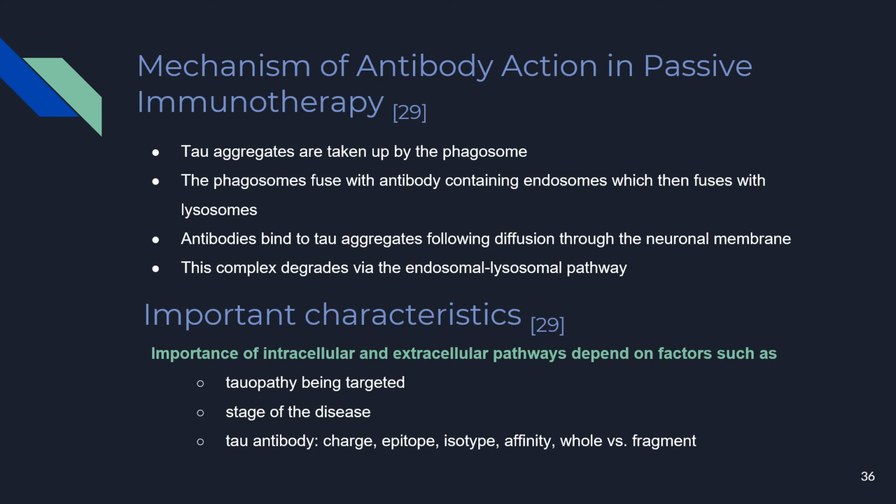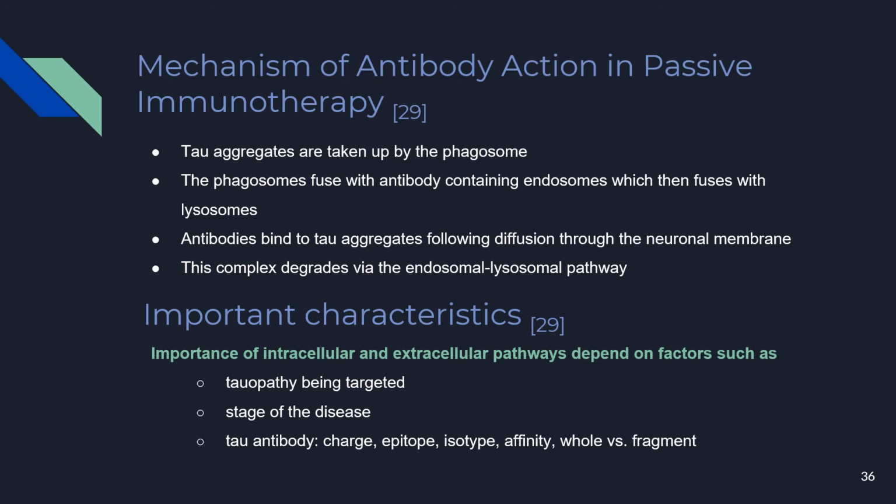The first step in the mechanism of antibody action in passive immunotherapy is the uptake of Tau aggregates by the phagosome, which indirectly activates the uptake of antibodies via endocytosis. The phagosomes fuse with the antibody-containing endosomes, which then fuses with lysosomes, causing degradation of Tau aggregates. Alternatively, antibodies bind to Tau aggregates following diffusion through the neuronal membrane, and this complex then degrades through mechanisms of action of the endosomal-lysosomal pathway.